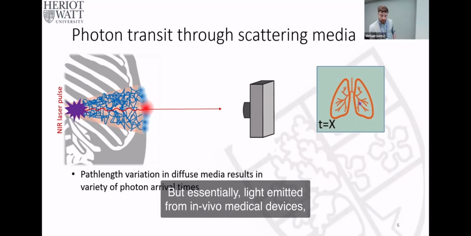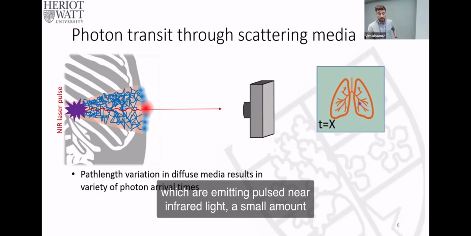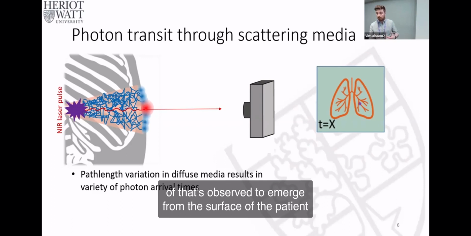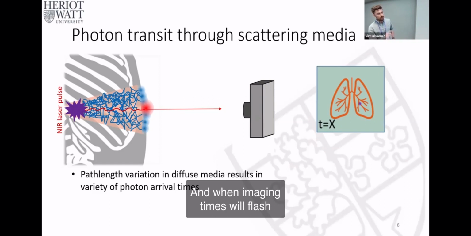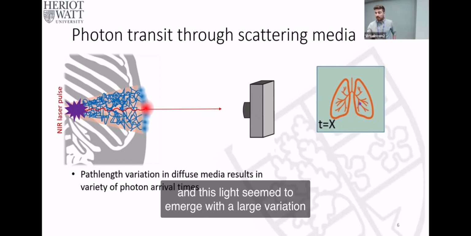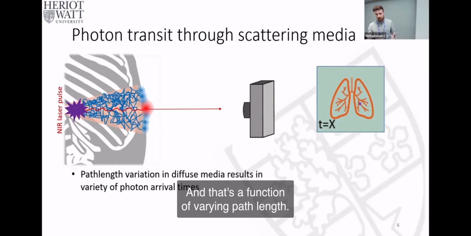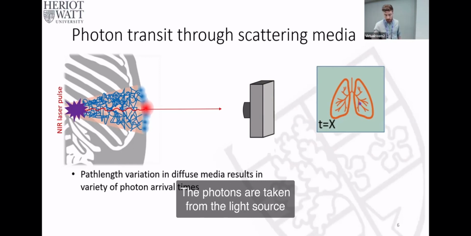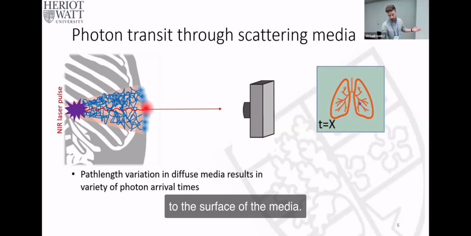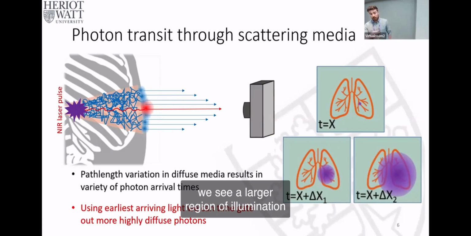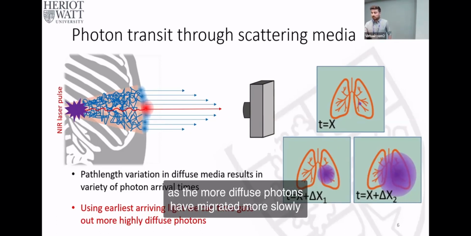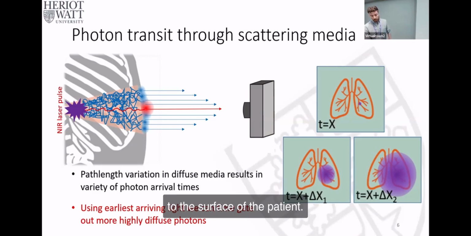Essentially, light emitted from in vivo medical devices, which are emitting pulsed near infrared light, is observed in a small amount to emerge from the surface of the patient or the scattering media. When imaged in a time-resolved fashion, this light emerges with a large temporal variation, which is a function of varying path length from the light source to the surface of the media. At later times we see a larger region of illumination, as the more diffuse photons have migrated more slowly to the surface of the patient.